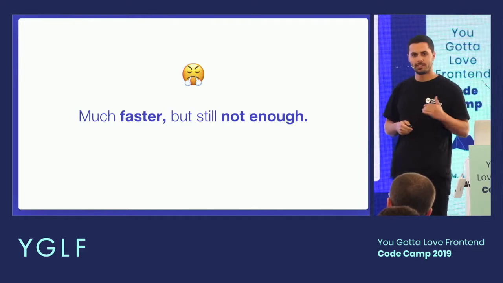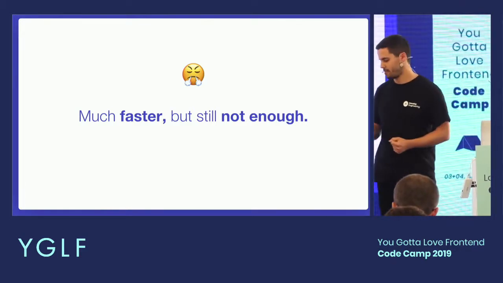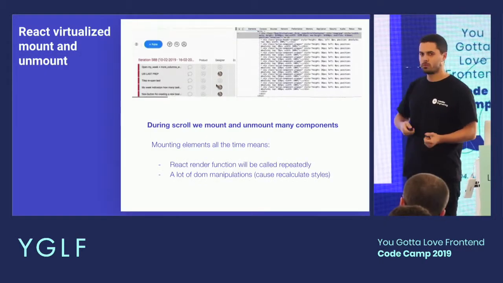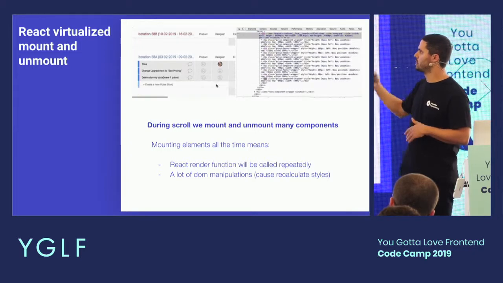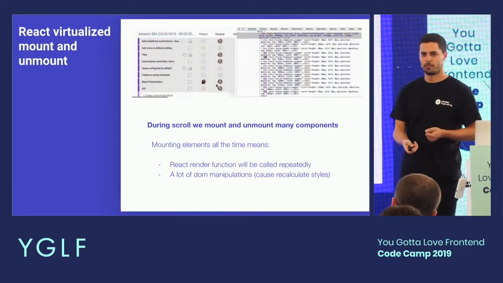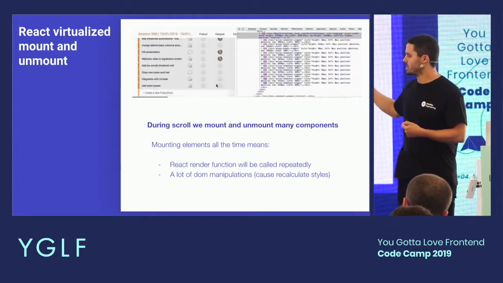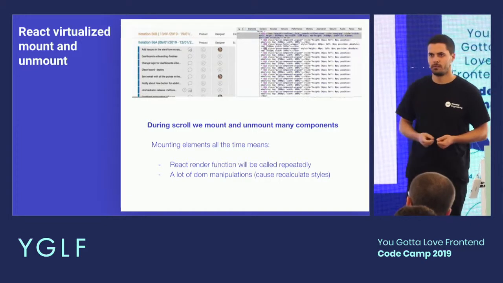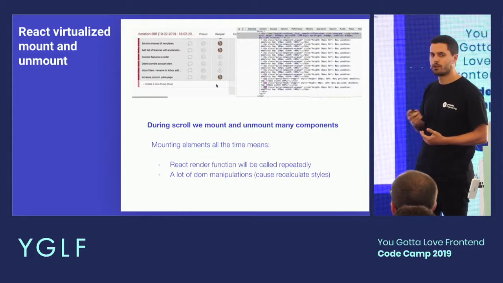But it was still not enough for us, okay? So we felt that it's still a bit heavy. What we saw before, Arnon showed you that the way virtualized works is that when you scroll the screen, every time a new row enters the screen, virtualize actually needs to mount another element on the bottom and remove the element on the top. This is very inefficient, okay?